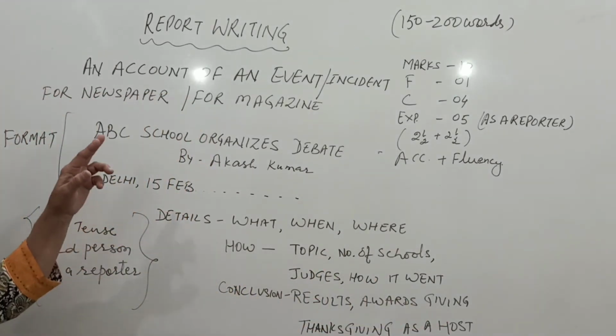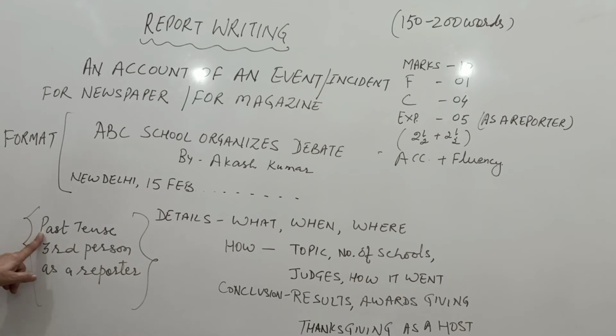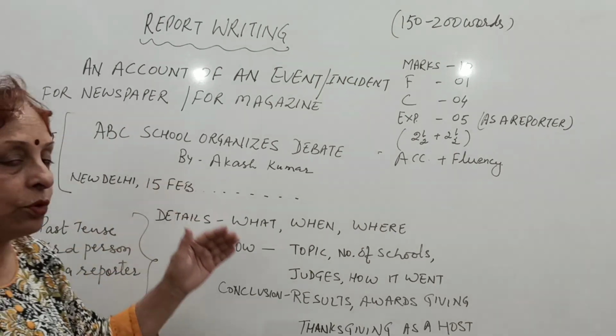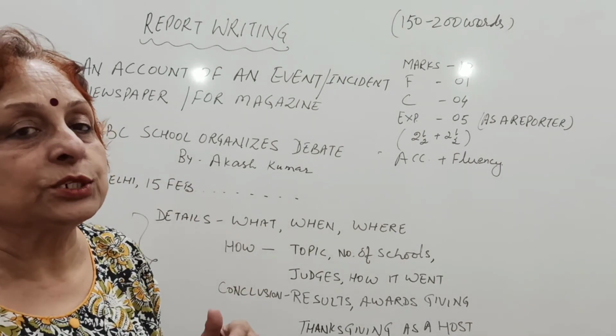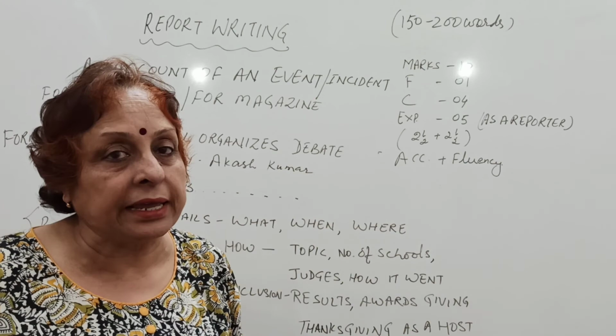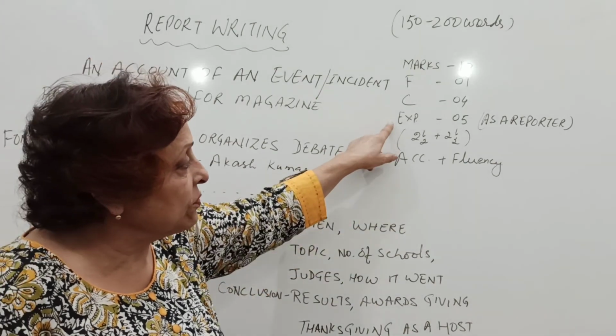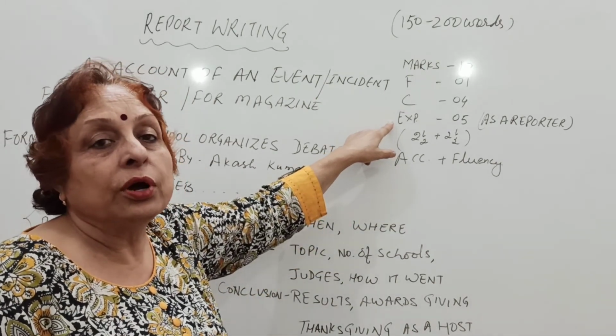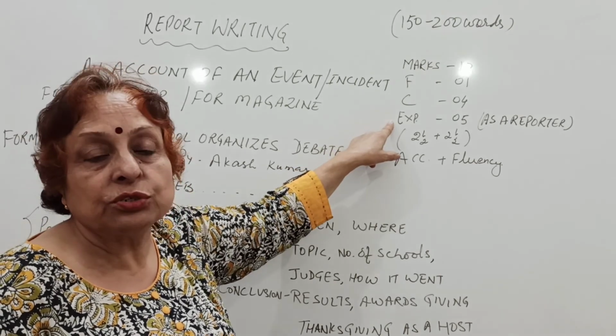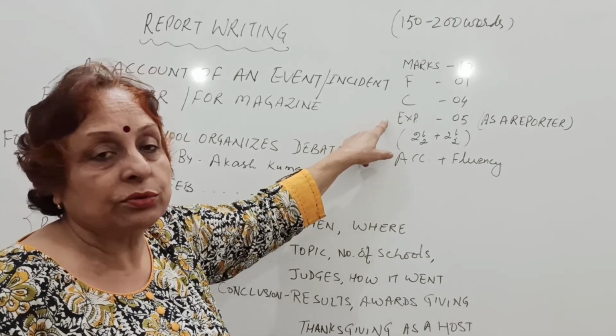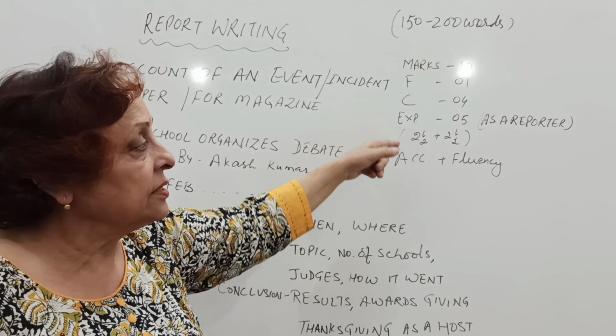So, now when we write the report, we have to write it in the past tense because it is about the incident that has already happened. We write it in third person. That is, we write as a reporter. So when we write a report, we have to ensure that the expression of a reporter is there. So marks for expression will depend on how you have written. Have you written it as a reporter or not? So we mention it, write it as a reporter.